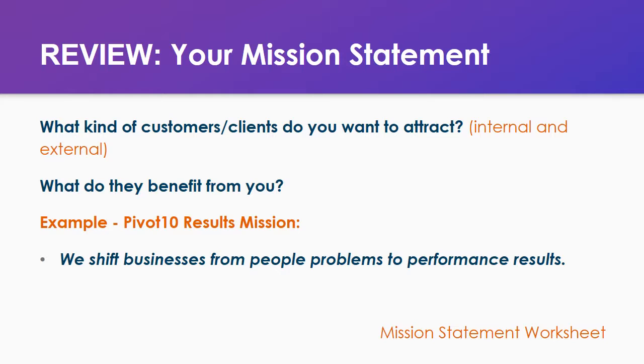Here we have an example of the Pivot10 Results mission. And it is: we shift businesses from people problems to performance results. Really short and to the point. You might not totally get exactly what we do, but you kind of have an idea of what we do. It's going from problems to results.